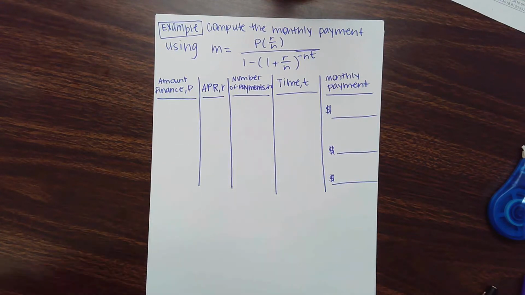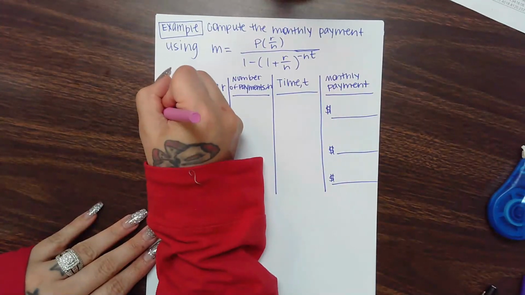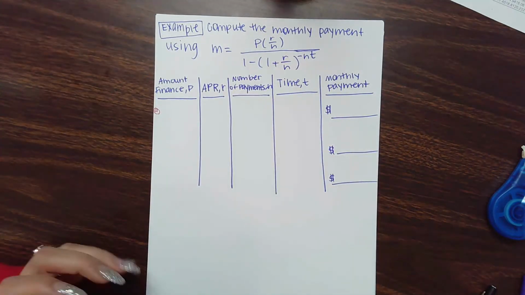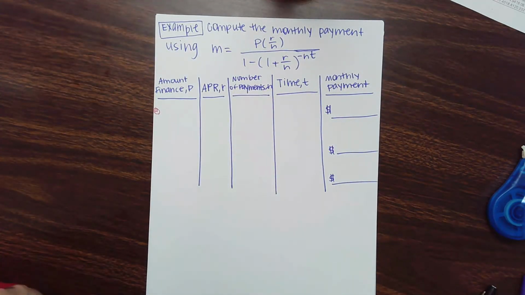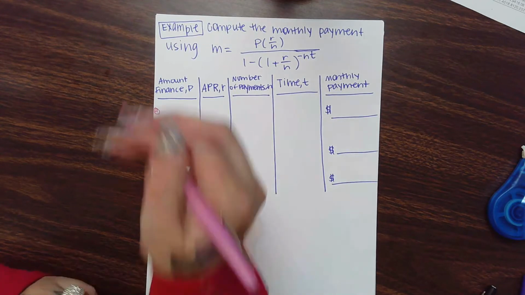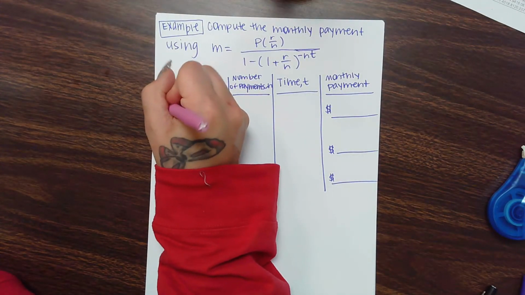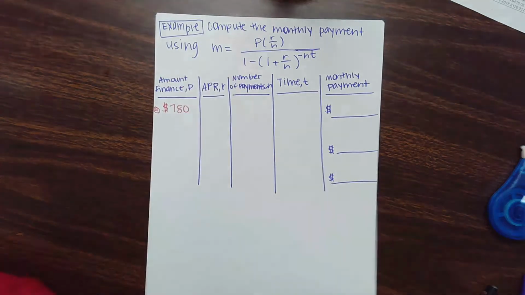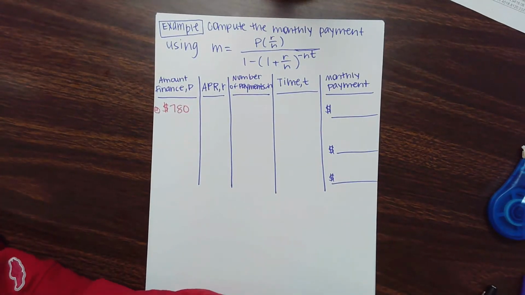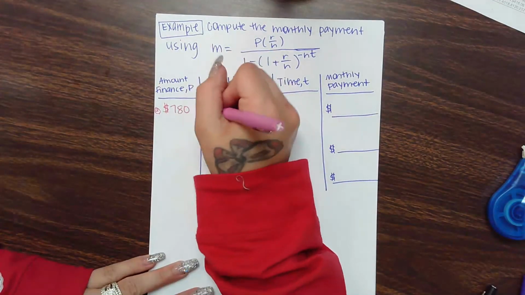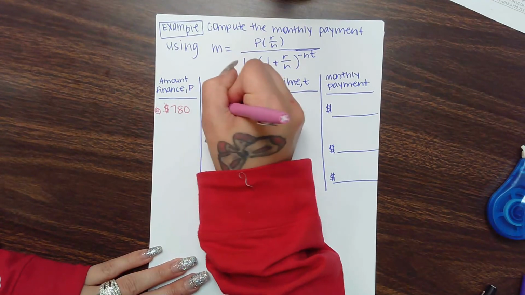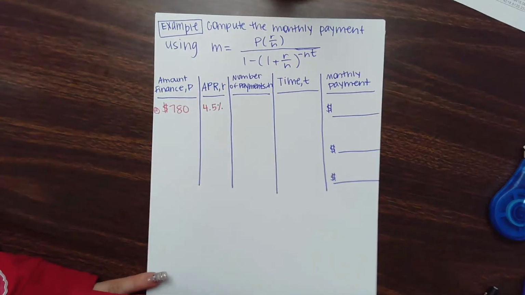We're going to call this A, little baby A. Say that we have this amount that we finance, and it is $780. I finance this amount with a 4.5% APR.